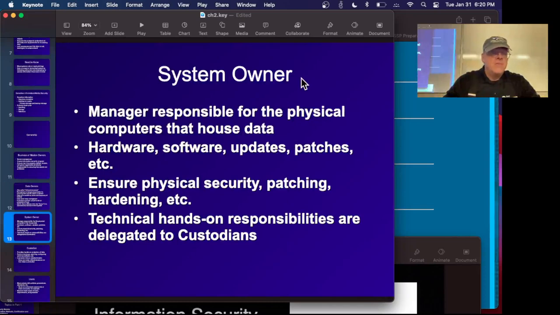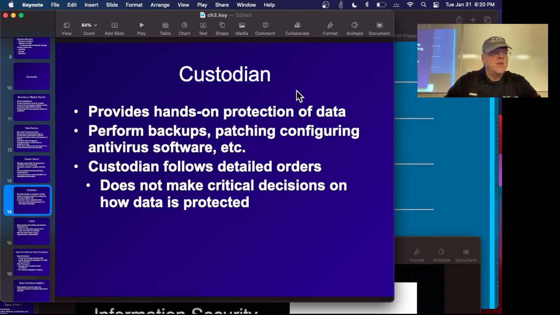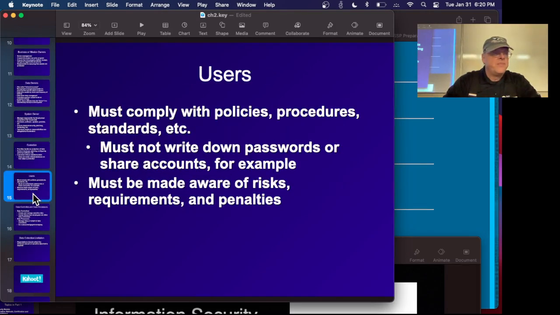Anyway, a system owner is somebody responsible for a physical computer. This would be updates, patches, hardware repair, and all that. Again, the owner is responsible for making sure that the physical system is cared for, and the custodian actually does the work, but the owner has the responsibility of supervising the custodian and making sure the right work is done. So the custodian does the work, and they follow orders from the owner. They do not make critical decisions. That's the responsibility of the owner.